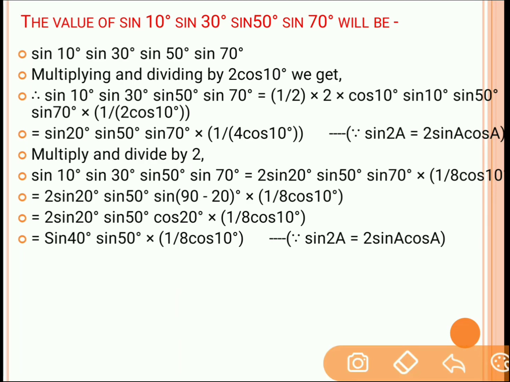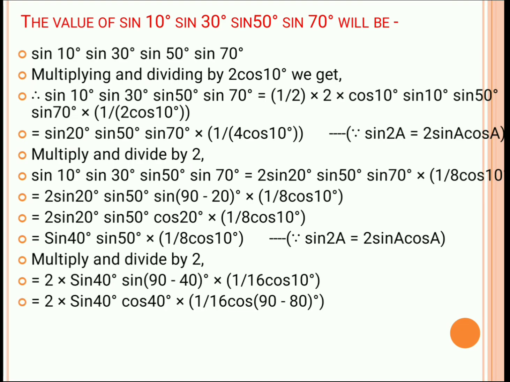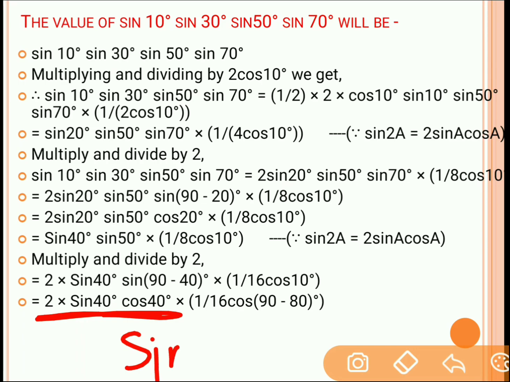Again we need to check whether there are complementary angles or not. 40 and 50 make a complementary pair. So sine 50 can be written as sine 90 minus 40, and that will be equal to cos 40. Also, we will multiply and divide the given expression by 2. So you will get 2 times sine 40 into sine 90 minus 40, which is cos 40 degree. Now 2 times sine 40 into cos 40 is equal to sine 80 degree. So in the numerator you get sine 80 degree. Also in the denominator, this is cos 10 degree.